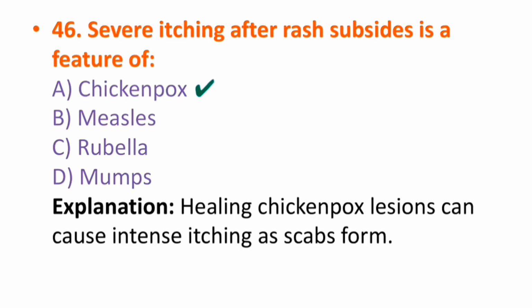Severe itching after rash is a feature of option A chickenpox, option B measles, option C rubella, option D mumps. The correct answer is option A chickenpox. Healing chickenpox lesions can cause intense itching as scabs form.